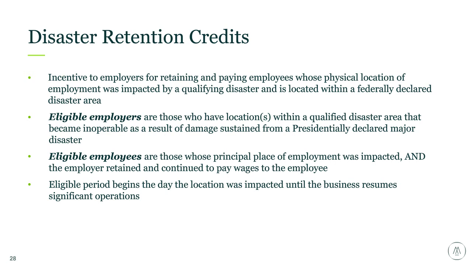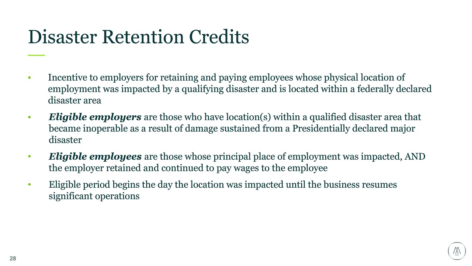So to qualify, an employer must have locations within a qualified disaster area that became inoperable as a result of damage sustained from a qualifying disaster. So inoperable is actually an undefined term, and we'll discuss a little bit more on the next slide on what inoperable could mean.